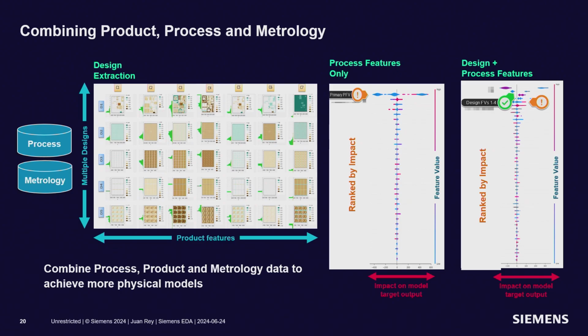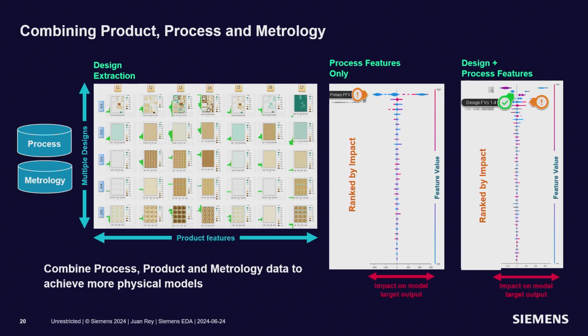But let's observe what happens when now you bring in all the design information, and let's see what a newly trained model, with not just the process information but, in addition to that, the design features, tells us. The first thing that it says is that the most impactful parameter is not a process parameter. It's one of those design parameters. It could be, for example, the density of polygons that you have on a layer, as I mentioned before.